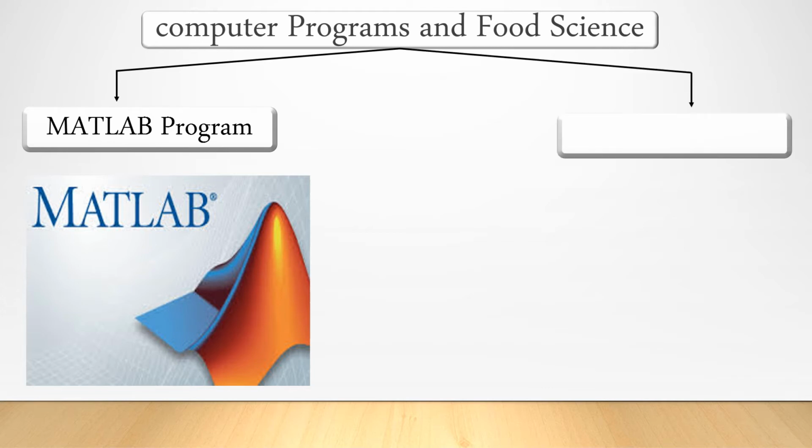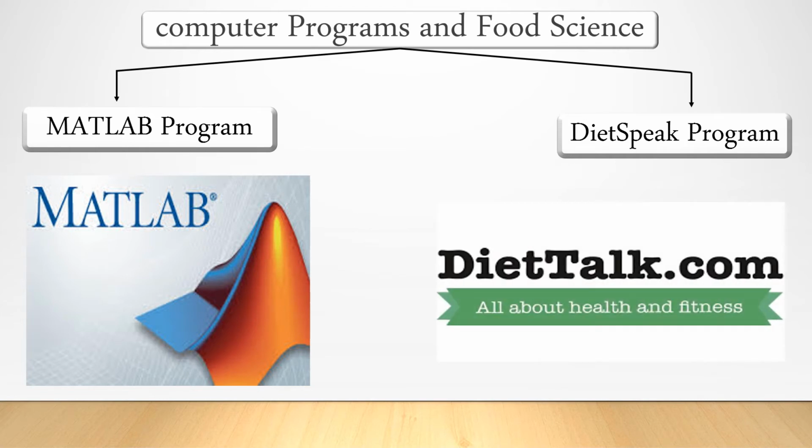The second program is Speak, which gives us two things. Number one, what is the good meal for a person according to their anthropometric measures. Number two, analysis of all the information about all foods: what macro and micronutrients does this food have?